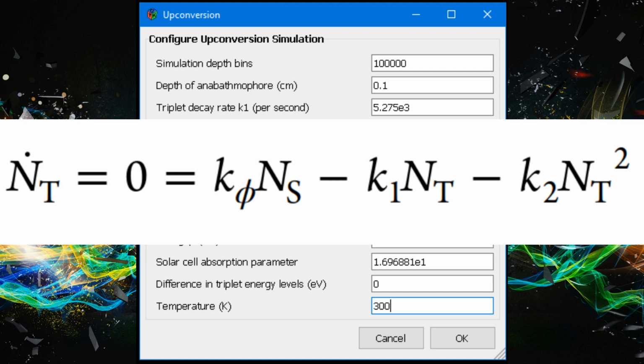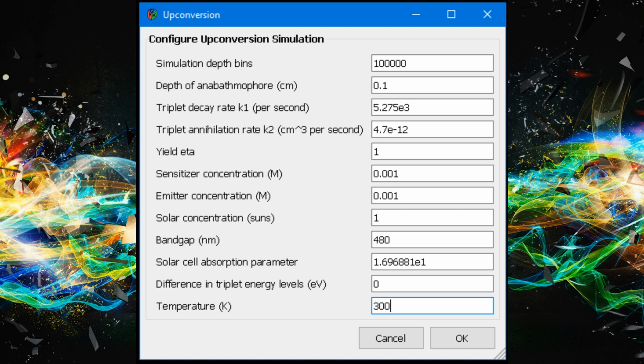The triplet decay rate, K1, is in units of per second. Typically this value is around 1,000 per second, but it will depend on the content of your device. In many cases, the amount of oxygen in your device will be the most important factor.